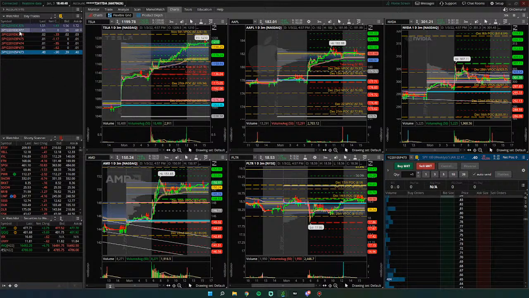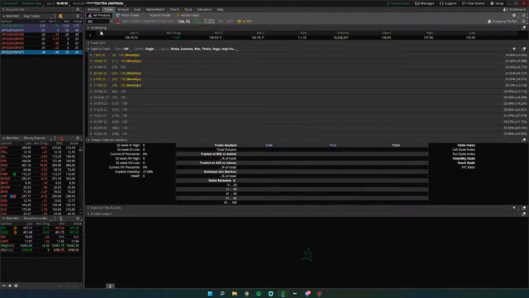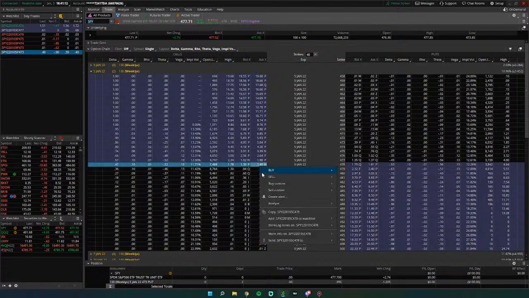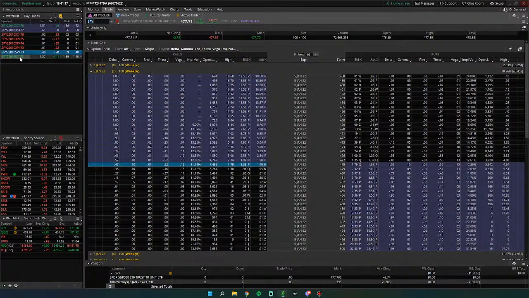So that's really how I use Active Trader. If you go over to the Trade tab, like if I'm looking at SPY, just in case you don't know how to get the strike prices on your watch list, there's a couple of ways you can do it. Like if I wanted to buy 478 calls, I can right click, go down to add SPY to watch list, and then I can select my specific watch list and you see it pops up there.